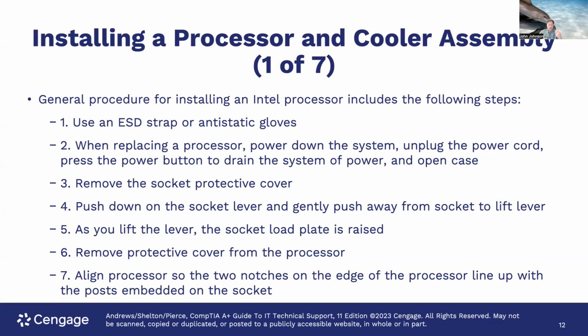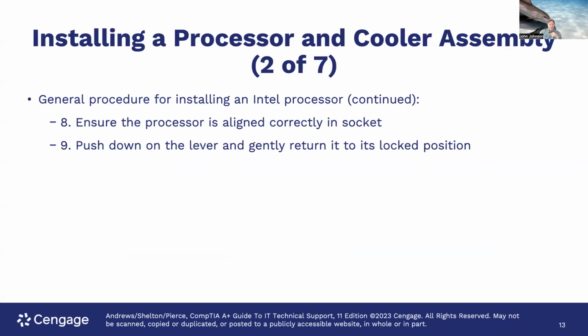Then you'll want to remove the socket protective cover, push down on the socket lever and gently push away from the socket to lift the lever. As you lift that lever, the socket load plate is going to raise, and then you're going to remove the protective cover from the processor. Then you'll align the processor so the two notches on the edge of the processor line up with the posts embedded on the socket. In the old days, we had a corner notch on it for the Intels that you could line up and just drop right in. Now it's a little bit different, but these are the steps for it. Then you're going to ensure that the processor is aligned correctly in the socket.